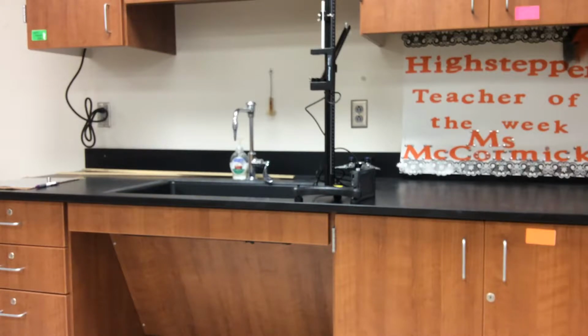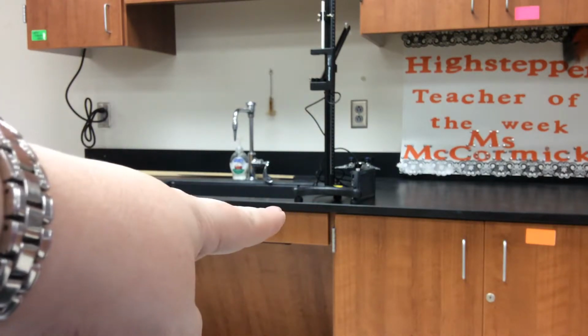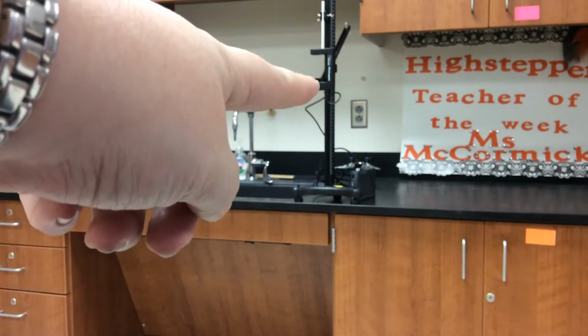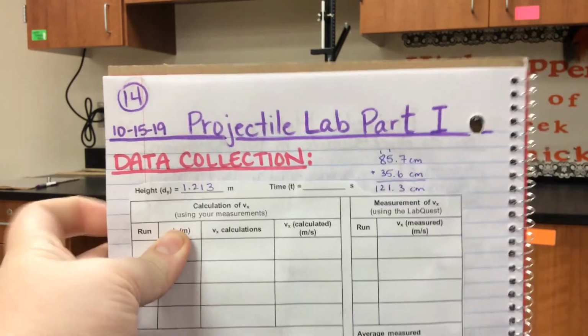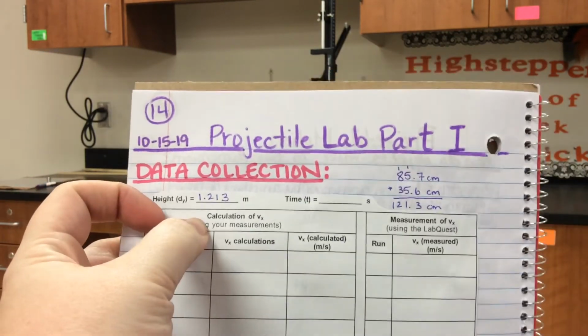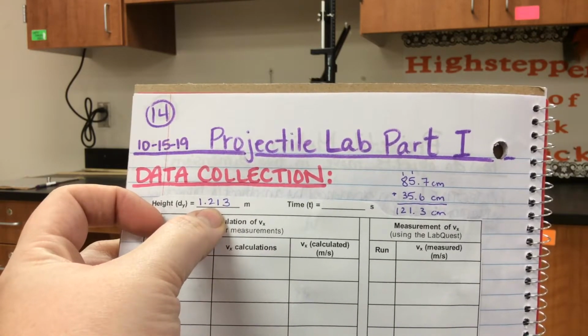Now in your procedure, the very first thing that you're going to need to do is to find the height of your ramp. And exactly like we did in Part 1, I've measured the height from the floor to the edge of the counter, and then from the counter up to the edge of the ramp. And because I am using the same setup that I did in Part 1, I have those measurements right here. So your height, your dy, is going to be this number, 1.213 meters.